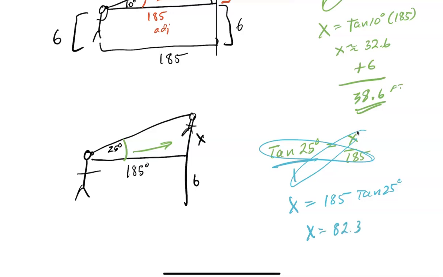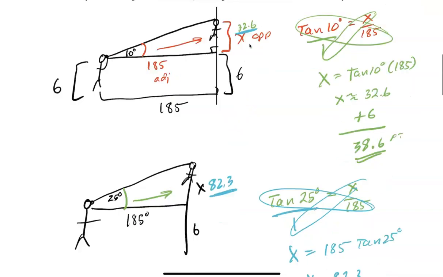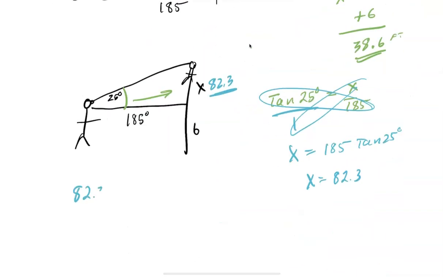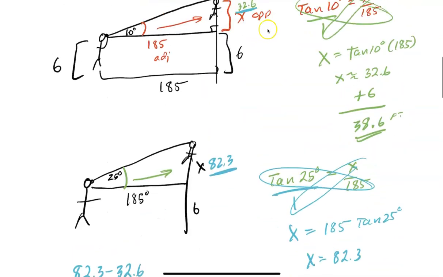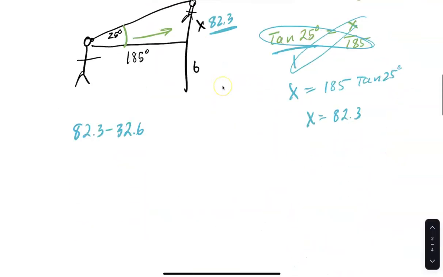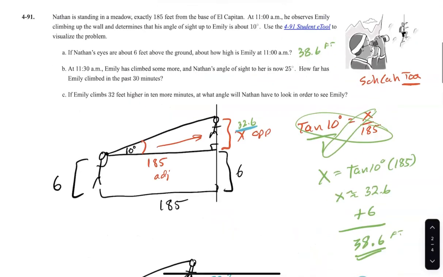Now that's not the answer. This is 82.3. We're trying to figure out how much higher she climbed. So here's the thing. I could add the 6 and then subtract the 6, but we know a couple of things. We know she started at 32.6, not including his height. And now we're at 82.3, not including his height. So all we gotta do is subtract those two to figure out how much higher the person is. So we're gonna do 82.3 minus 32.6, right? Because that's how high they were, not including our height. That's how high they climbed. And we get 49.7 feet. So she's climbed 49.7 feet in that time. So she's picking it up.